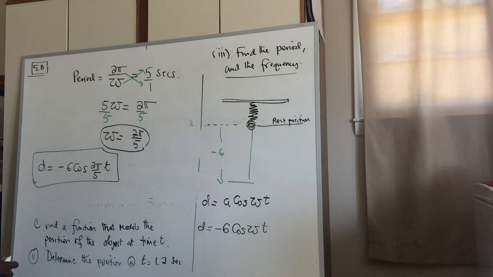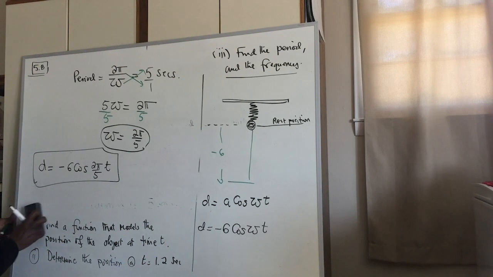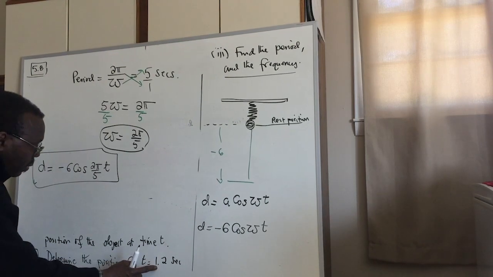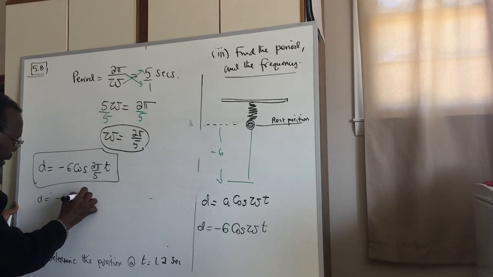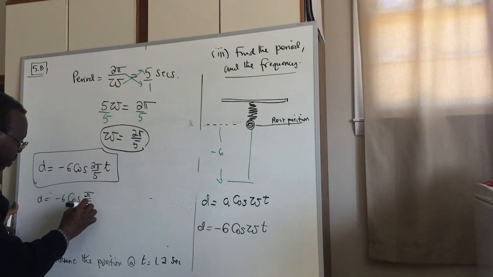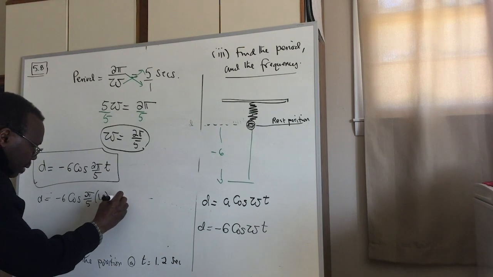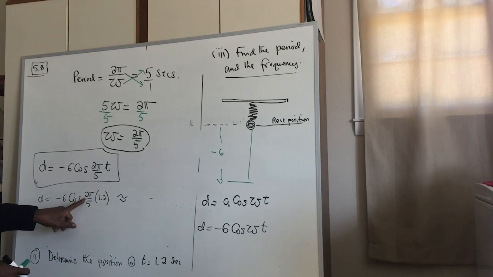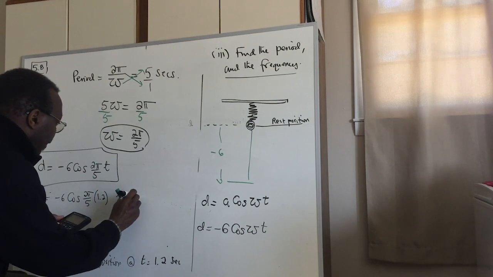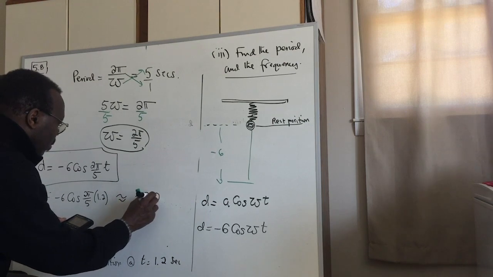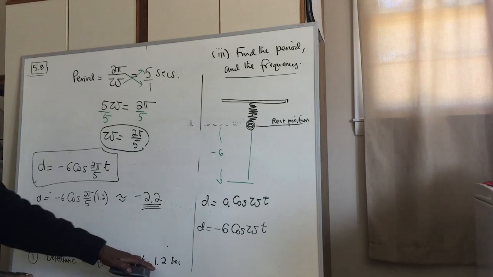Now we want to find the position at t = 1.2 seconds. We just substitute 1.2 for t right there. d will be negative 6 cosine of 2/5 pi times 1.2. Round this to the nearest tenth, and make sure your calculator is in radians. To the nearest tenth, this will be negative 2.2. That's where the object will be when t is 1.2 seconds.